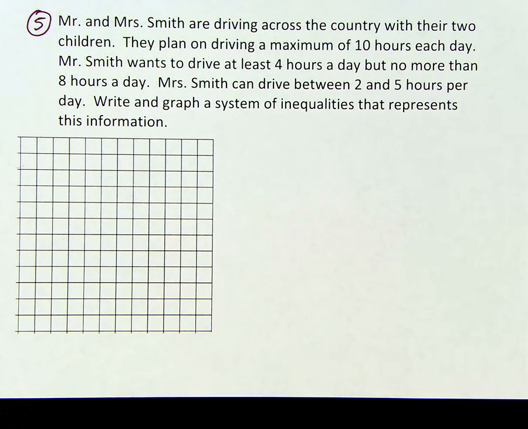So it says, Mr. and Mrs. Smith are driving across the country with their 2 children. They plan on driving a maximum of 10 hours each day. Mr. Smith wants to drive at least 4 hours a day, but no more than 8, and Mrs. Smith can drive between 2 and 5 hours per day. Write and graph a system of inequalities that represents this information.